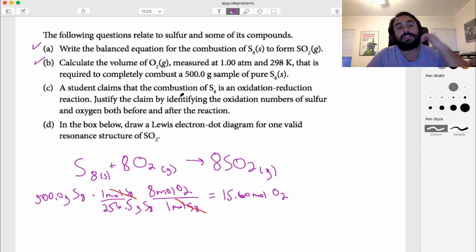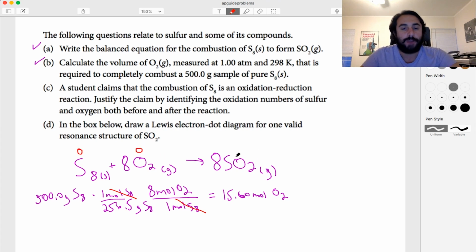Now for C, a student claims that the combustion of S8 is an oxidation reduction reaction. Justify the claim. We need the oxidation numbers before and after. So let's go ahead and do that. Now this is actually also quite easy if we remember how to assign oxidation numbers. For any pure element, it's going to be 0. So we've got pure sulfur over there, that's 0. We've got pure oxygen over here, that's 0 as well.